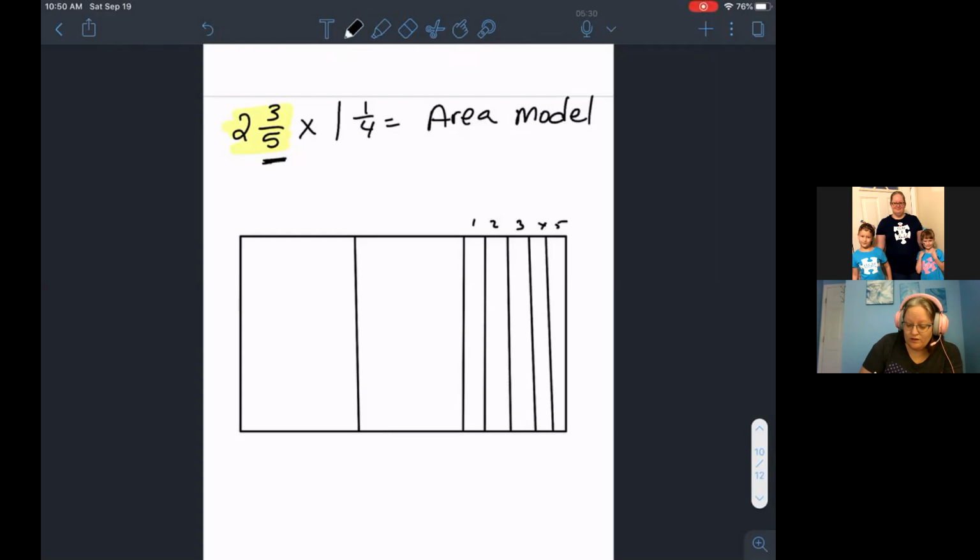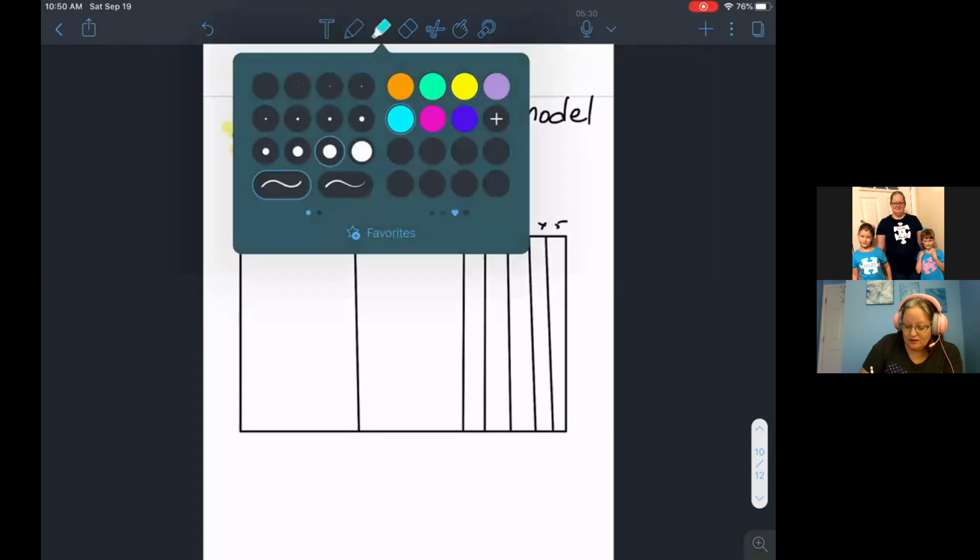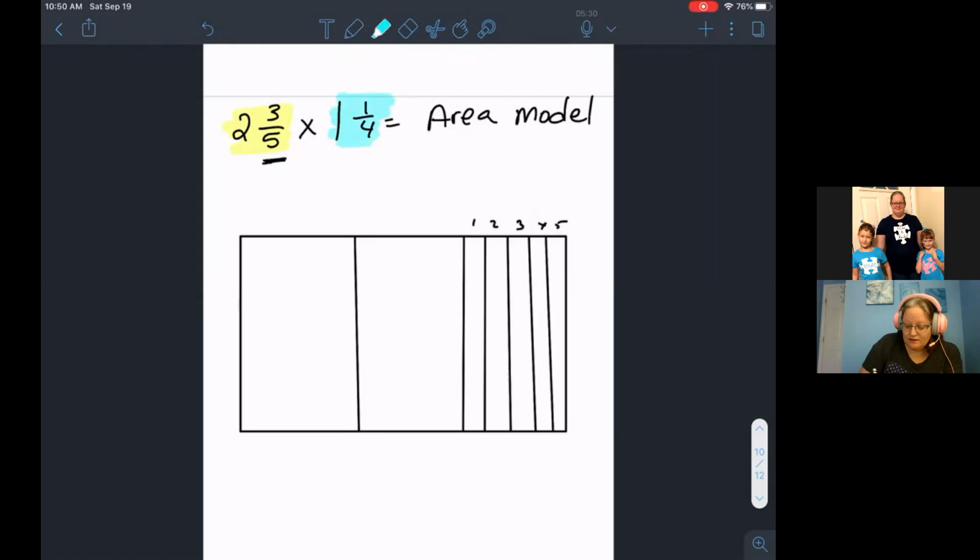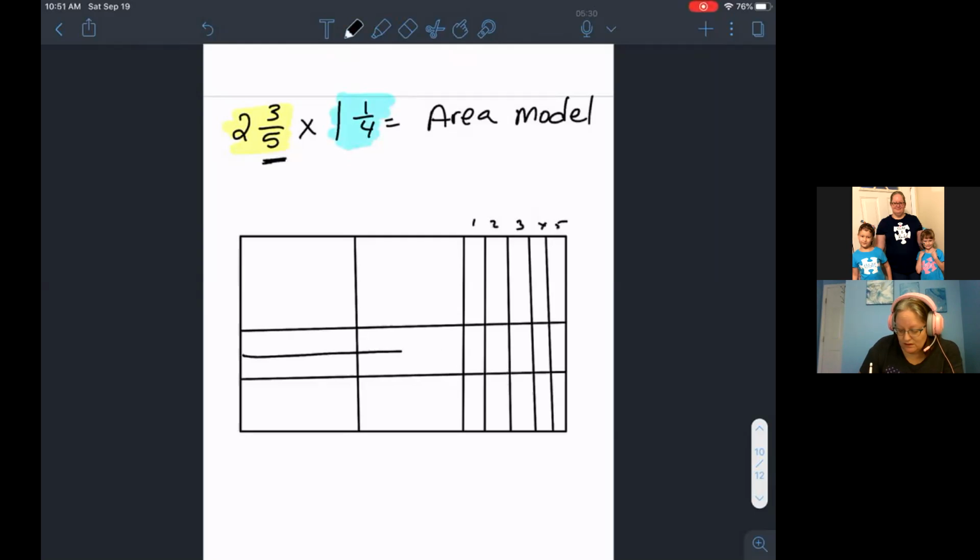So now we're going to be working on the second column, the 1 and 1/4. So we know it's more than 1, but less than 3. So we're going to divide it by 2. So you know the second one has to be divided into 4s. We got 1, 2, 3, and 4.